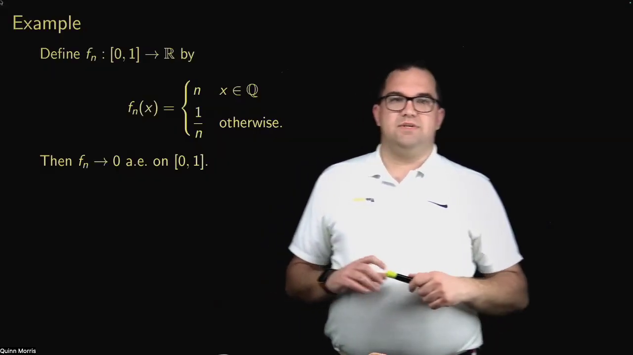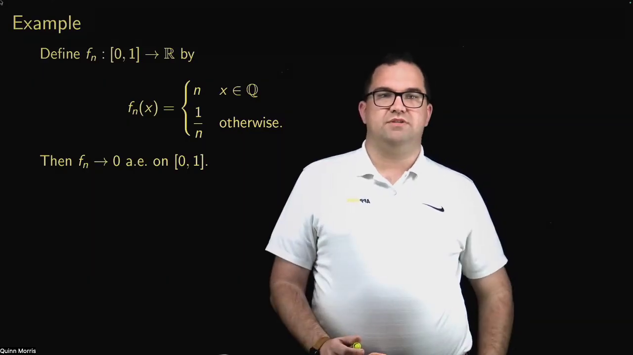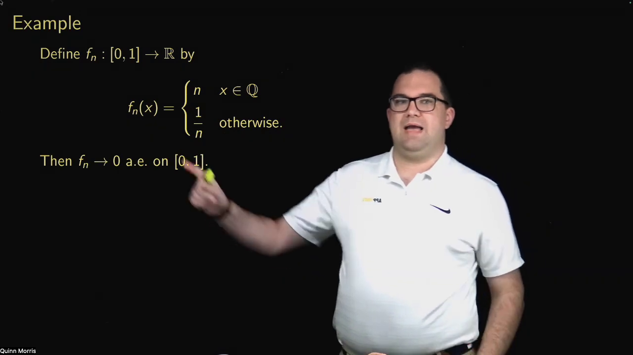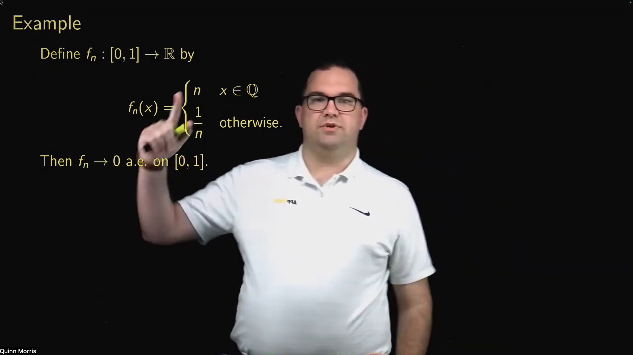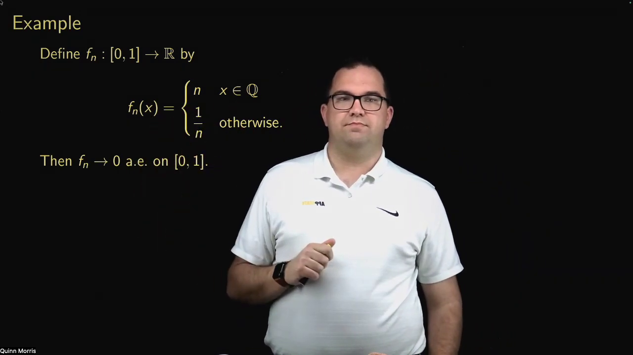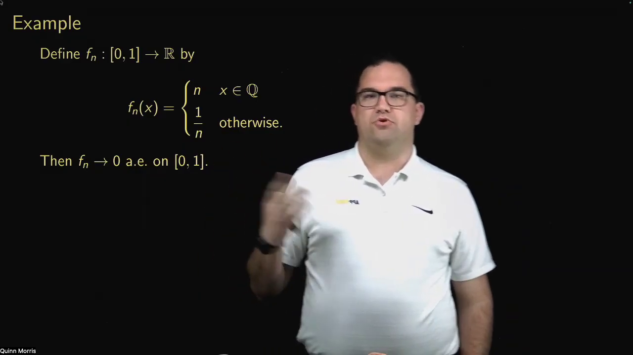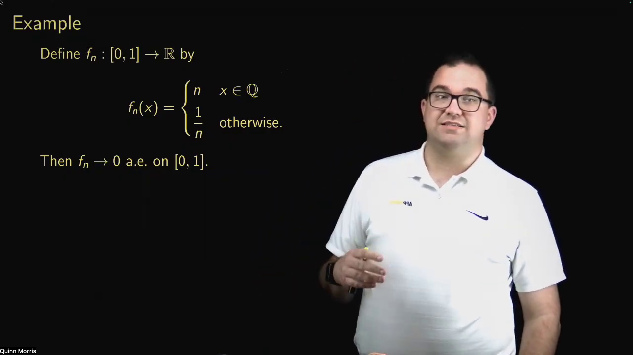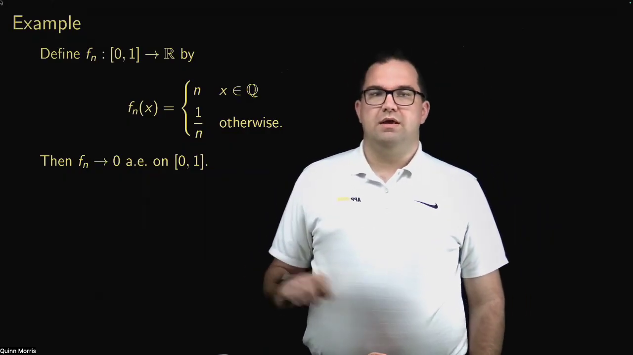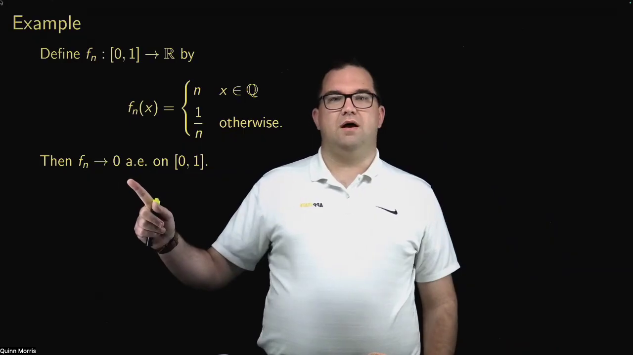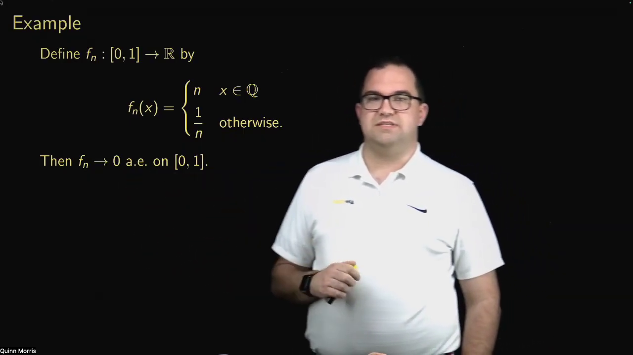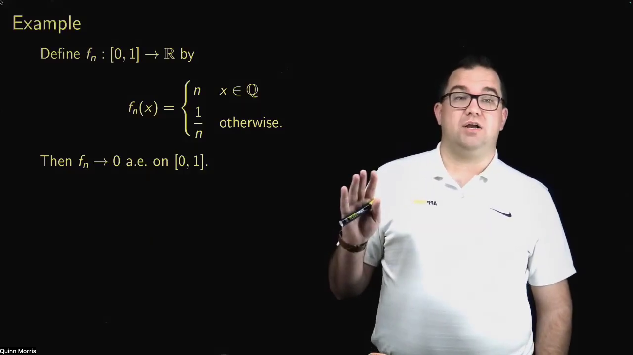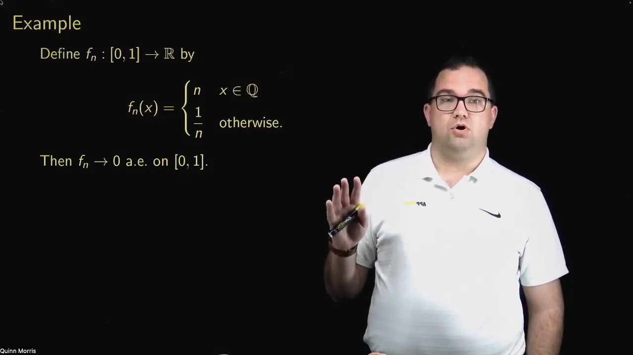So let's consider the sequence of functions f sub n defined on the interval [0, 1] into R by f sub n of x is equal to n if x is rational, and 1 over n otherwise, or said another way, if x is irrational, right? Then we're going to claim that f sub n converges to 0 almost everywhere on [0, 1]. However, it does not converge pointwise on [0, 1].